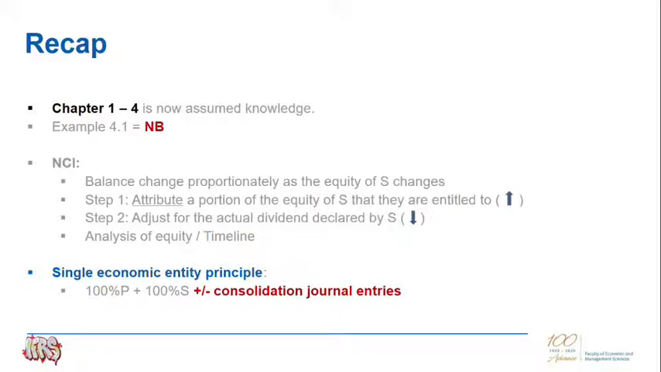Then another important principle that's been coming throughout is that single economic entity principle. We achieve that by combining 100% B and 100% S line by line in the consolidated financial statements. But then we didn't leave it at that. We changed the relevant line items with the effect of the consolidation journal entries. In Chapter 8, you will now see there's just more consolidation journal entries to account for.